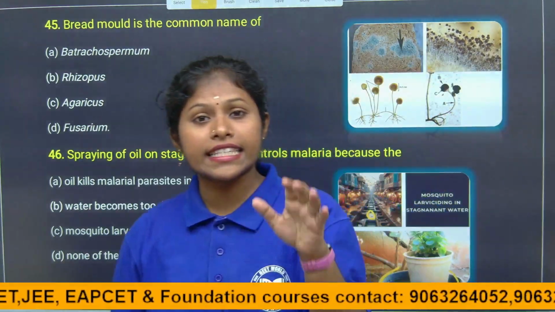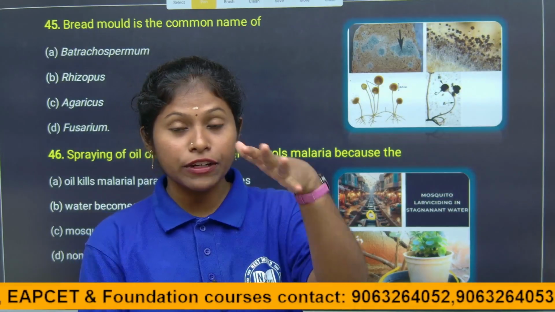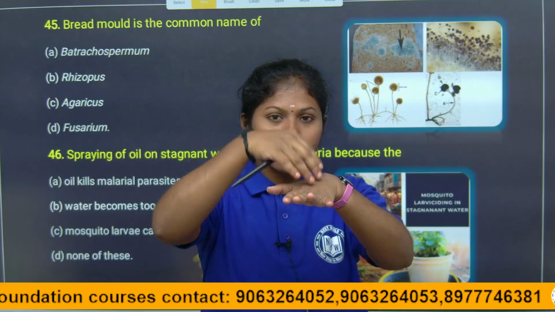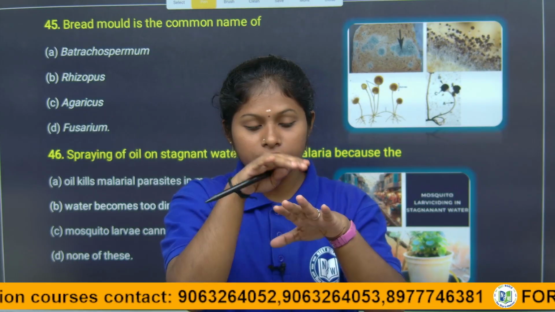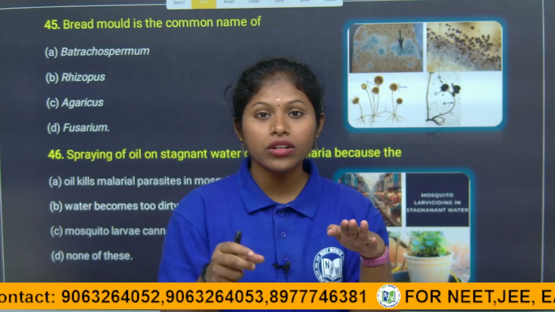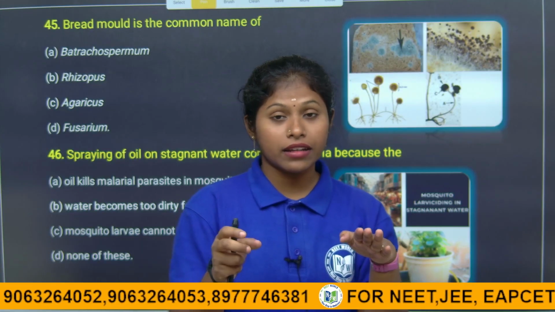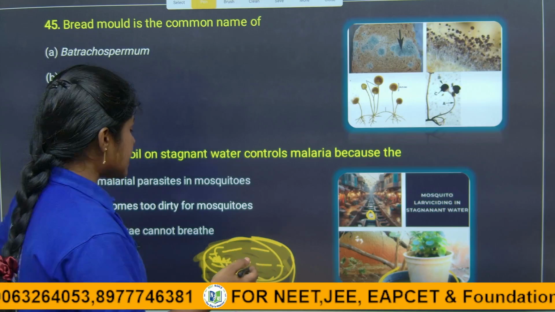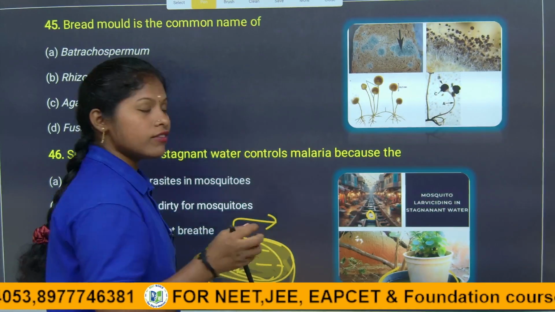The oil is lighter than the water, that is, it floats on the water, right? So it does not allow the oxygen into the water. In that water, what is present? The larvae and the eggs of the mosquitoes are there. So will the continuation of the mosquitoes happen?